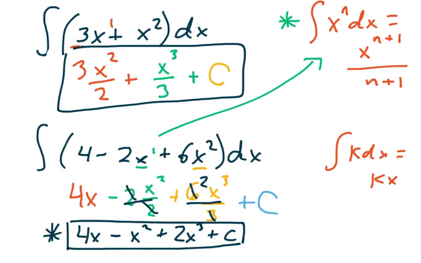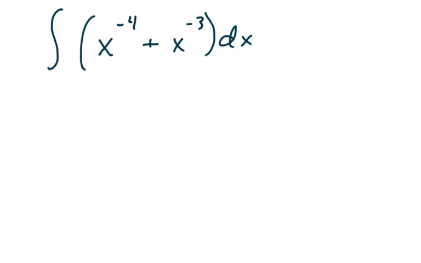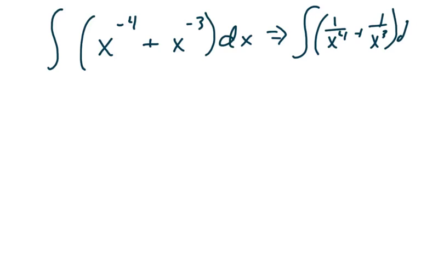All right, we're going to do one more today before we stop. And that one is just going to be trying out a little bit with our negative exponents. Now, we have dealt with this in the derivative format, okay? This is actually equivalent to if I asked for the antiderivative of 1 over x to the 4th plus 1 over x cubed dx, right?